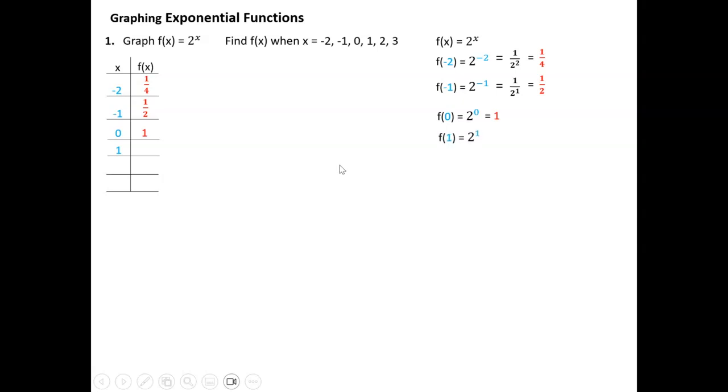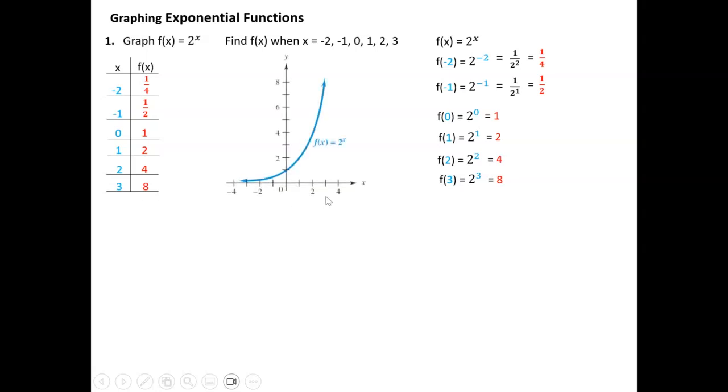Now let's evaluate f of 1, which means 2 to the first power will give us 2. F of 2 means 2 to the second power will give us 4. And finally, f of 3 means 2 to the third power will give us 8. So these are all my points: -2, 1/4; -1, 1/2; 0, 1; 1, 2; 2, 4; and 3, 8. And there's my graph.